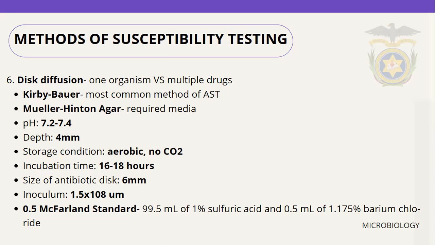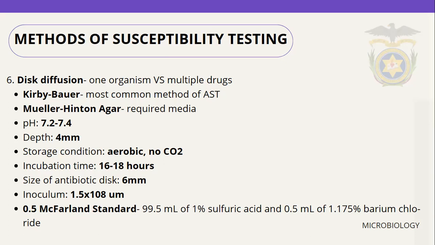which contains 99.5 ml of 1% sulfuric acid and 0.5 ml of 1.175% barium chloride. So MHA, or let's go back to MHA, which is the required media, is the general media for antibiotic or antimicrobial susceptibility testing. And MHA, or I didn't add there, please take note: MHA plus 2% NaCl is commonly used for Staphylococcus for the detection of MRSA, and MHA plus 5% sheep's blood is often used for Streptococcus.